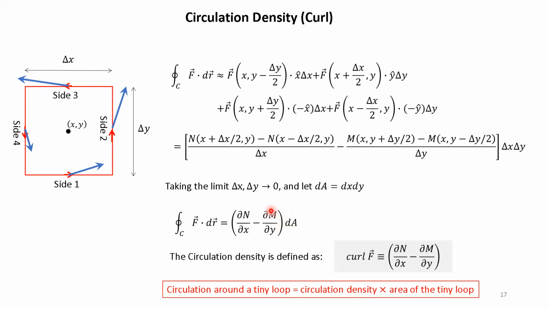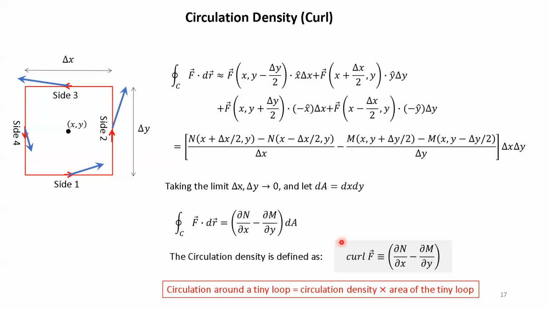And this term is very important. This one is called the circulation density of the vector field. It will be clear later why it's called circulation. Okay. So circulation density of the vector field.